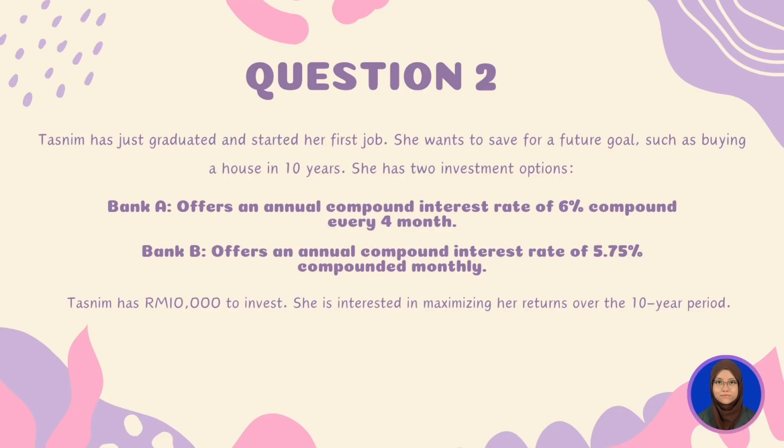So let's move on to question 2. Tasnim has just graduated and started her first job. She wants to save for a future goal, such as buying a house in 10 years. She has two investment options. Bank A offers an annual compound interest rate of 6% compounded every 4 months, and Bank B offers an annual compound interest rate of 5.75% compounded monthly. Tasnim has 10,000 to invest. She is interested in maximizing her returns over the 10 year period.